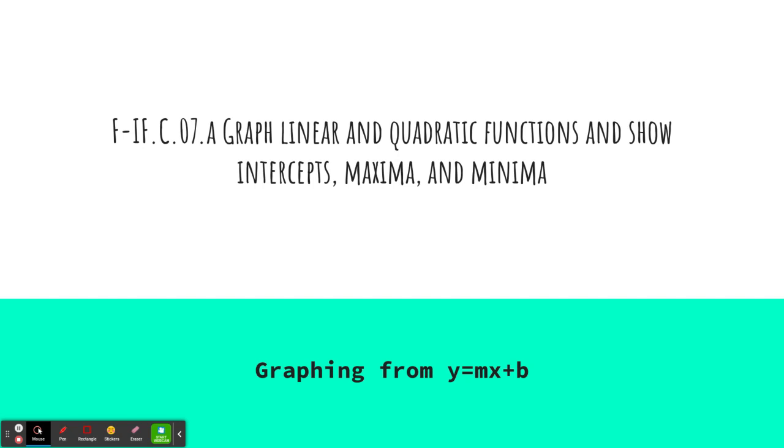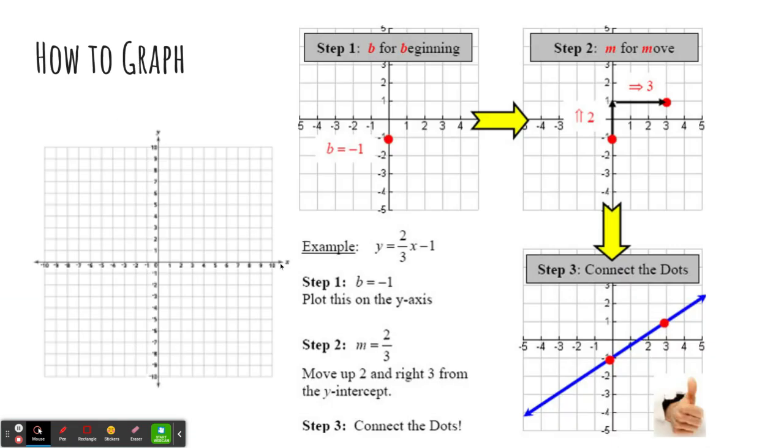This video is on standard FIFC 7A, graph linear and quadratic functions, and show intercepts, maxima, and minima. This video is going over graphing from y equals mx plus b form. When you are graphing, the most important thing to know is the order in which we use our information. So we're still going to be using our y equals mx plus b to guide us. Remember, m is the slope and b is the y-intercept.